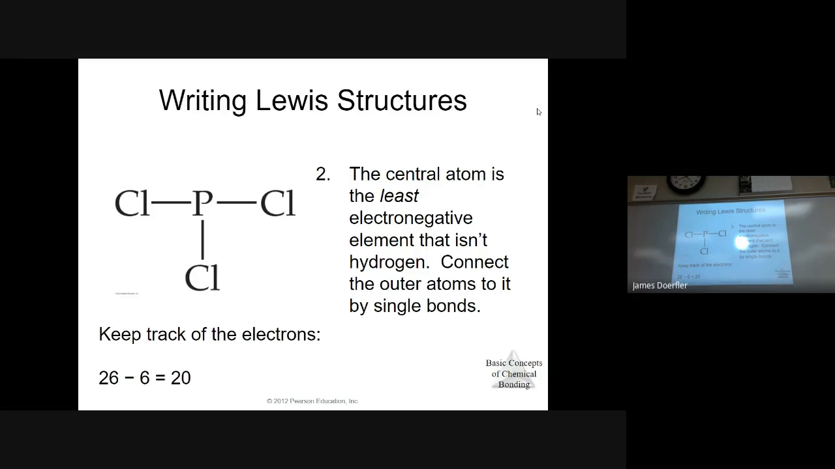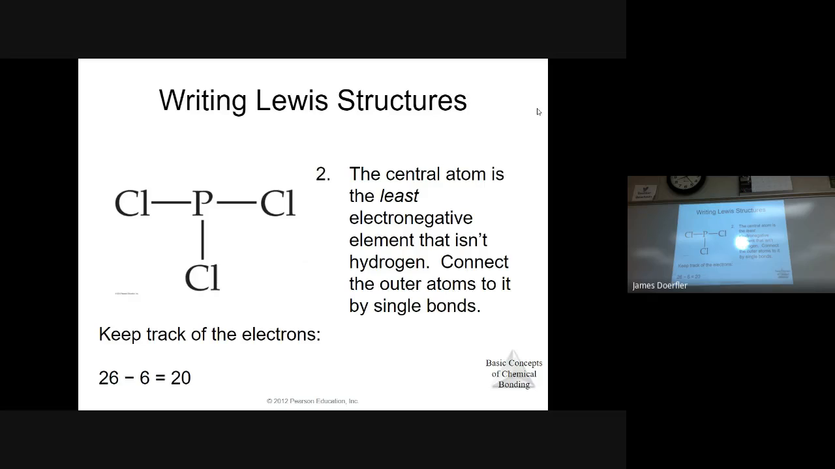Okay? So, using the trends of electronegativity, phosphorus and chlorine are in the same row. And the trend for the electronegativity in a row is going from left to right. Electronegativity increases. So that is why phosphorus is the central atom in this example. Okay? It is less electronegative than chlorine, so it gets plopped in the center.